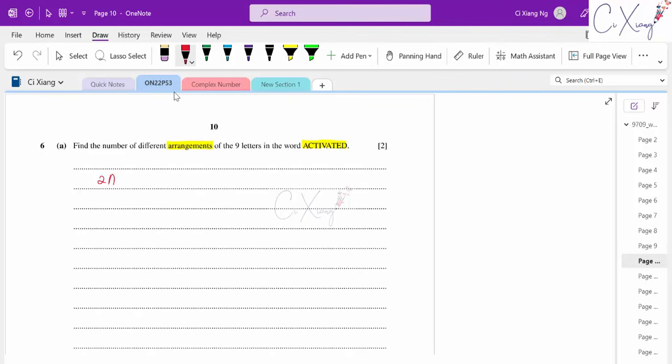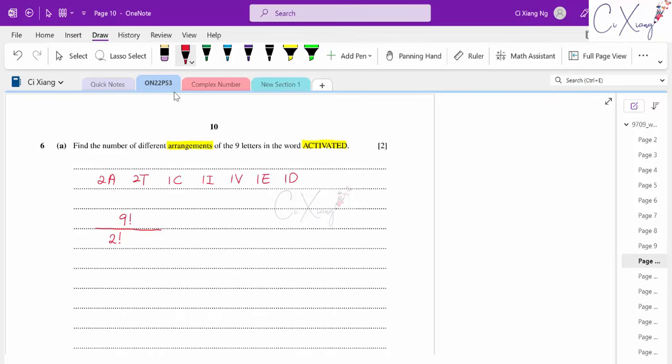For this question, we have 2 A's in the word activated. I have 2 T's, then I have 1 C, 1 I, 1 V, 1 E, and also 1 D. There are 9 letters in total. To arrange them without any restrictions, we want to arrange 9 letters, therefore I will have 9 factorial. But out of the 9 letters, we have identical letters. We have 2 identical letter A, therefore in our calculation, I should divide by 2 factorial.